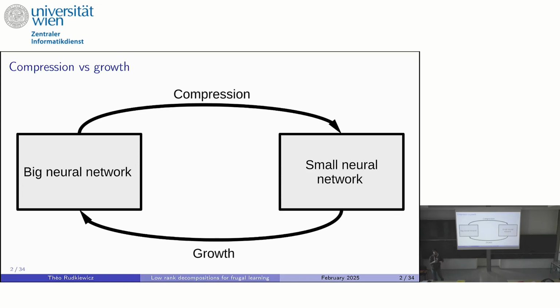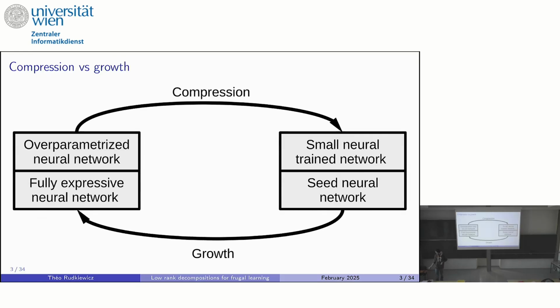But this is a bit simplified because in practice, compression is going from an already trained neural network to a small trained neural network, and growth is in general going from a seed architecture, so not trained, to a fully expanded and trained neural network. So it's not exactly the same.